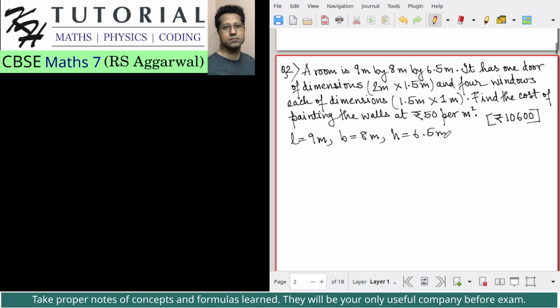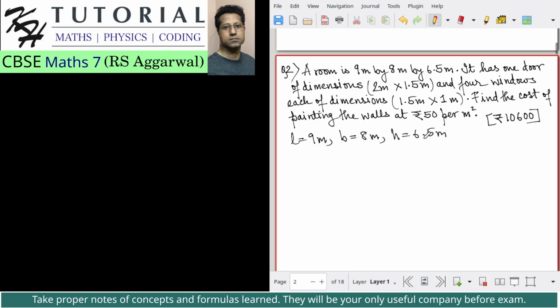It has one door of dimensions 2 meter by 1.5 meter and 4 windows, each of dimensions 1.5 meter by 1 meter. Find the cost of painting the walls at rupees 50 per meter square. So we have to find the total area of the walls that need to be painted. But all the walls have one door and 4 windows of the given dimensions, so we have to subtract.